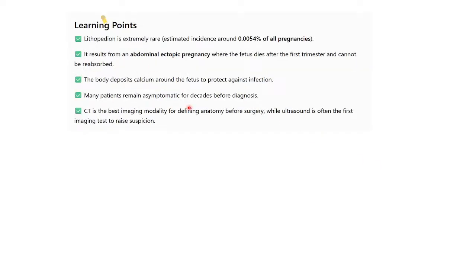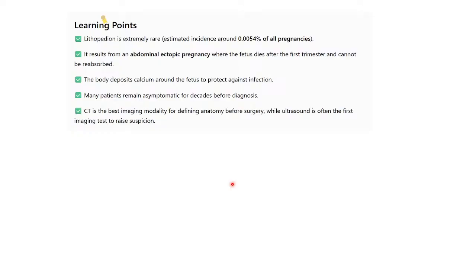So what are the learning points in this case? What are the take-homes? Lithopedion is extremely rare, with an estimated incidence of around 0.0054% of all pregnancies. It results from abdominal ectopic pregnancy where the fetus dies after the first trimester and cannot be reabsorbed. So the body deposits calcium around the fetus to protect against infection.